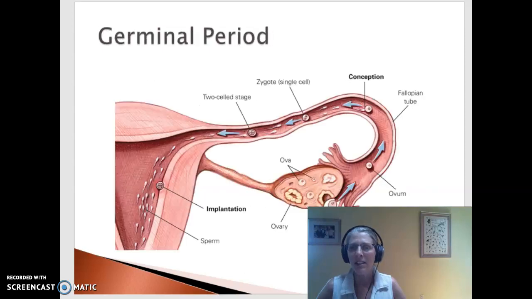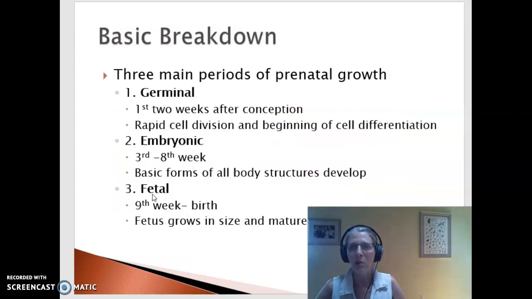A lot of times I like to look at this slide, kind of pop ahead a couple. As far as the germinal period goes, it's the journey of the egg going through conception and then finally implanting, which can be up to 2 weeks. Approximately 2 weeks to implantation, and so that's what we call the germinal period.